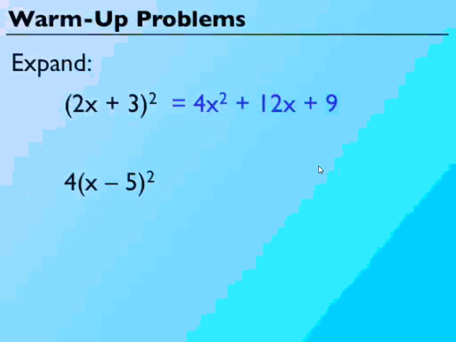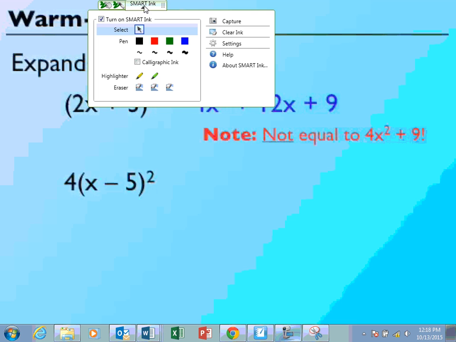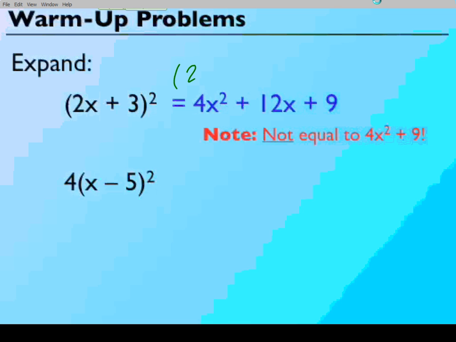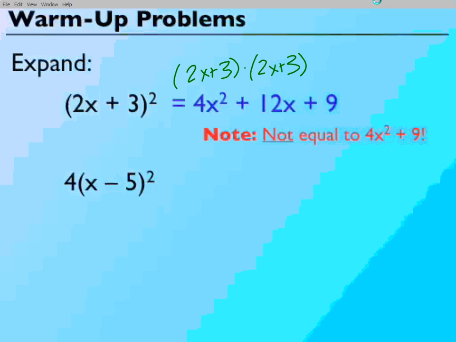I'm going to walk over to the board here, so I might be a little quiet. Actually, I'll bring this with me. So I've got to rewrite this as, guess my smart ink needs to be on. Here we go. Okay, I've got to rewrite this as 2x plus 3 times 2x plus 3. And once I have it rewritten like that, I can go ahead and distribute everything.